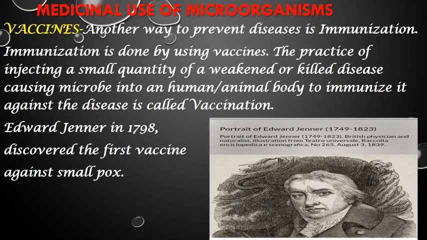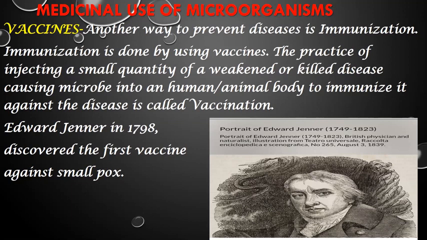Now let's talk about vaccines. Another way to prevent diseases is immunization. Immunization is done by using vaccines. The practice of injecting a small quantity of a weakened or killed disease causing microbe into a human or animal body to immunize it against the disease is called vaccination.